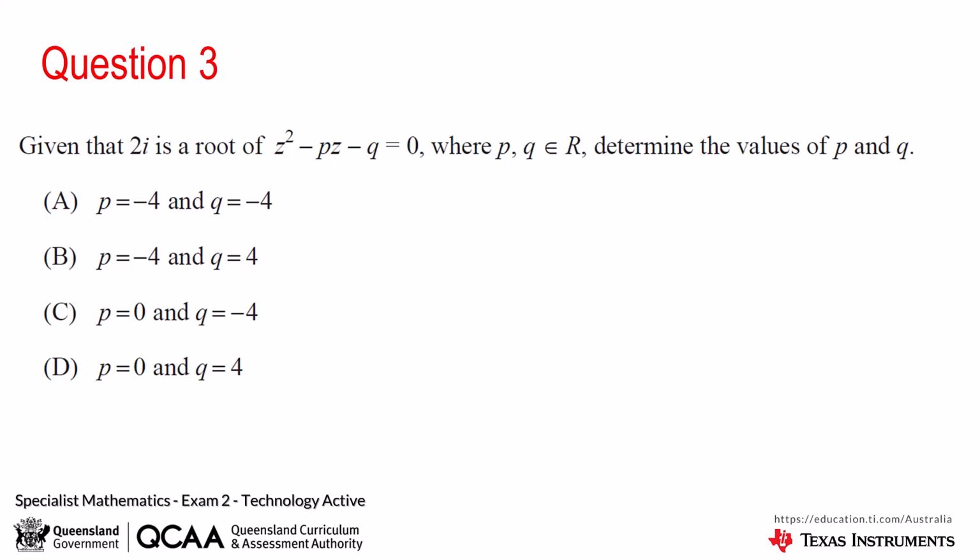Another non-calculator approach is to use the sum and product of roots. By looking at the sum, p is going to be 2i plus negative 2i, which is 0. And q is going to be negative multiplied by 2i multiplied by negative 2i. The product of those gives you 4i squared. i squared is negative 1, so q therefore equals negative 4. And once again, we get p equals 0 and q equals negative 4, which corresponds to alternative C.